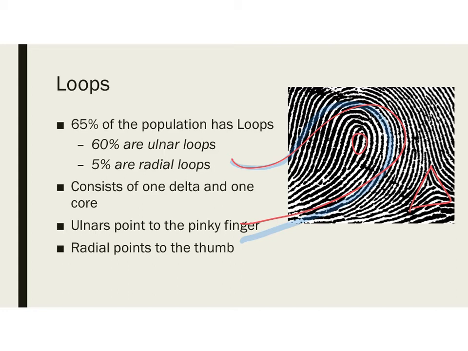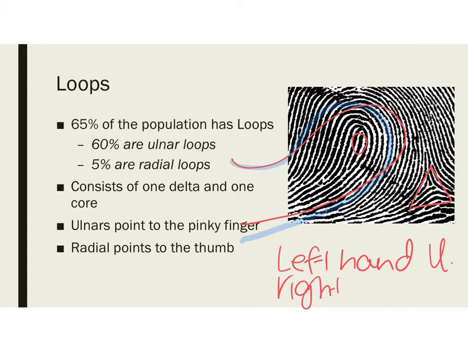Now, I want you to picture placing your thumb down on the screen. If I place my thumb down with my left hand, so let's use our left hand right now, do you see how the loop is coming in and out? It kind of points to the pinky. This would be an ulnar loop if I'm looking at my left hand. If I switch this though, and I use my right hand, do you see how the loop is pointing towards the thumb? This will be a radial loop.